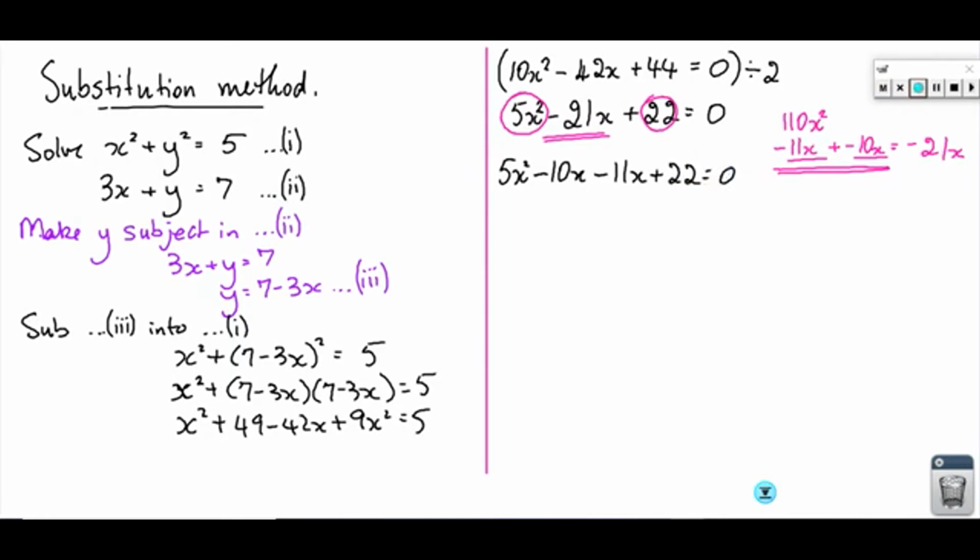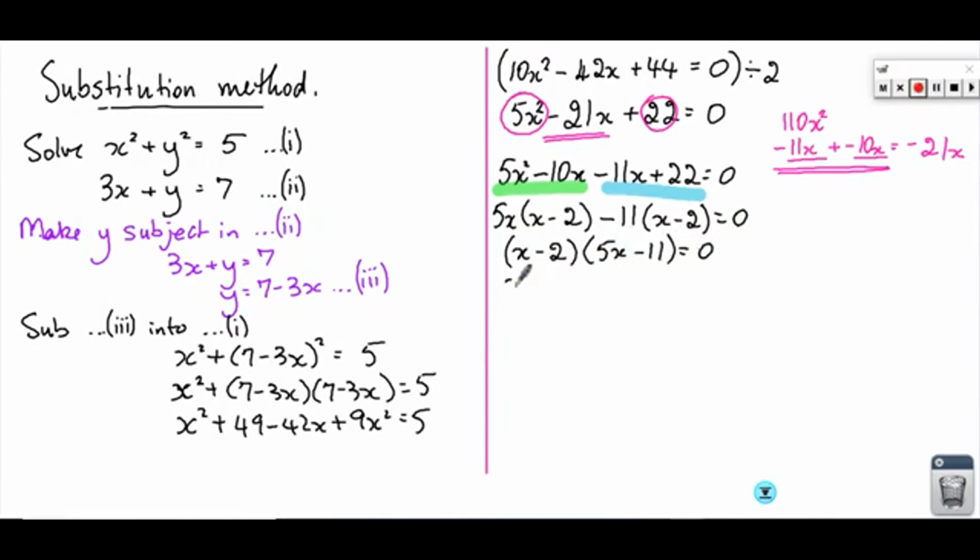Now I can group these two and then group these two. I'm going to get the following: 5x is a common factor, leaving x minus 2. Minus 11 is a common factor, leaving x minus 2, is equal to 0. So I have (x minus 2)(5x minus 11) is equal to 0. So x is 2 and x is 11 on 5, or 2 1/5, 2.2.